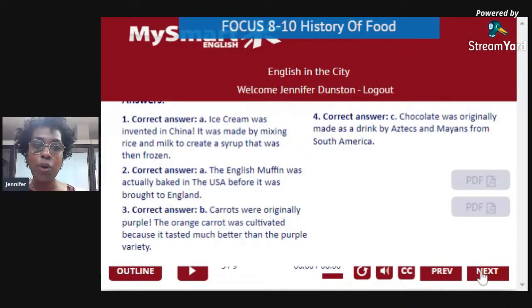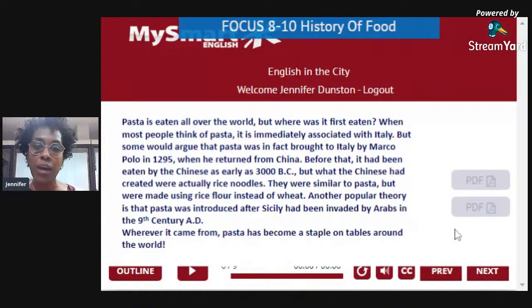All right, let's keep going on our focus. Okay, we're going to take a look at this text. I'll read it for you, but we can all read it together on the screen. This is talking about a staple food. What is a staple food? A staple food can vary from country to country.